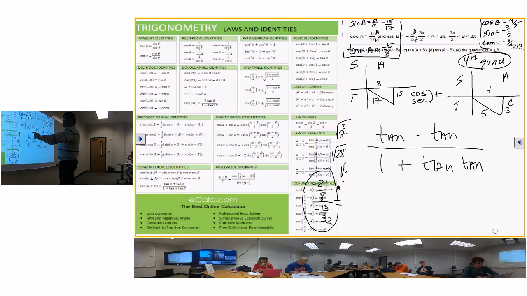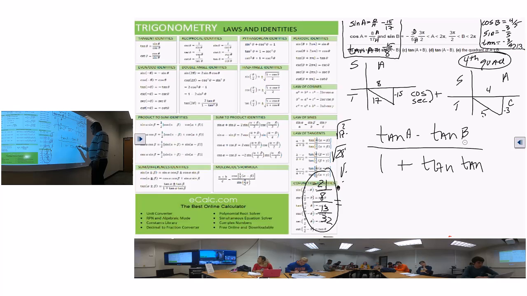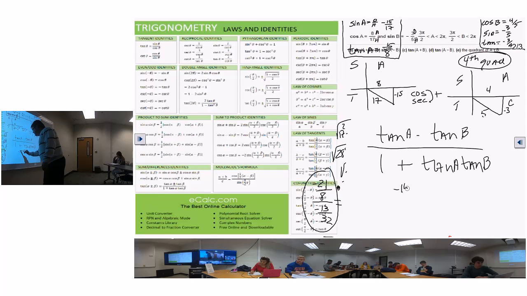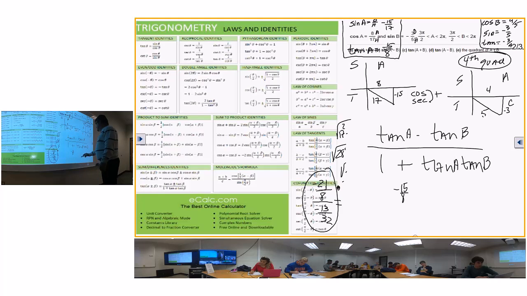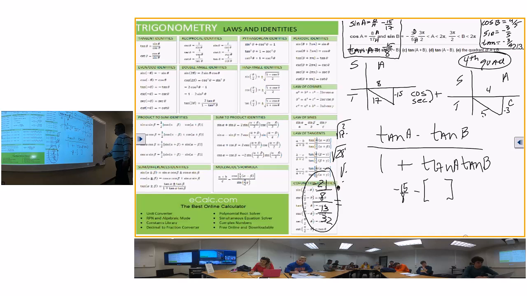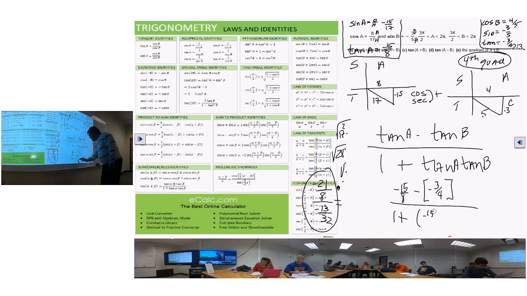All right, so tan of alpha is -15 over 8, minus brackets, tan of beta is -3/4, over 1 plus -15/8 times -3/4.